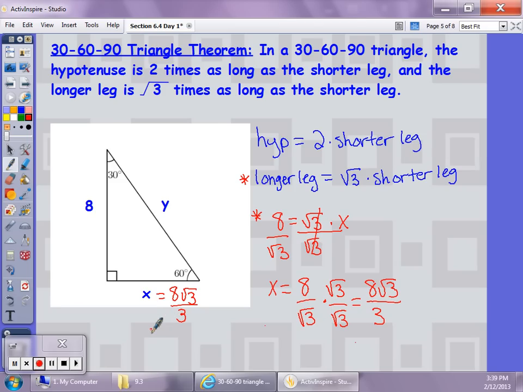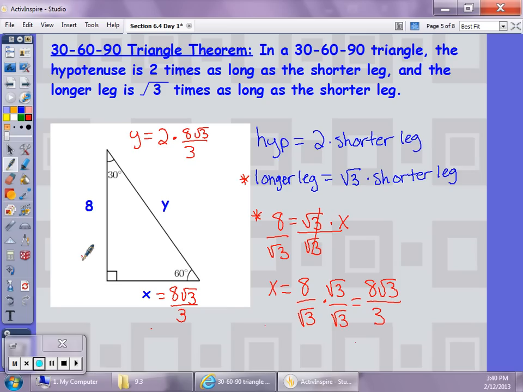over 3. So now we can use the hypotenuse equation of 2 times the shorter leg to find the value for y. So if we go ahead and find y, which we know is the hypotenuse, that's going to equal 2 times the shorter leg, which we found to be 8 root 3 over 3.